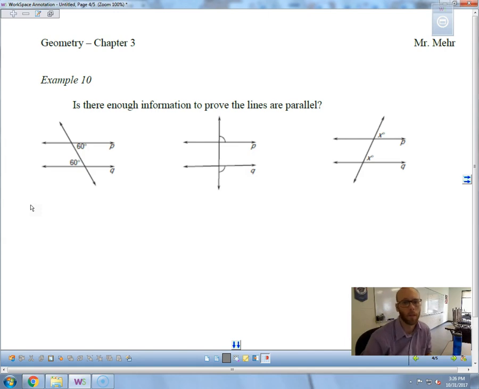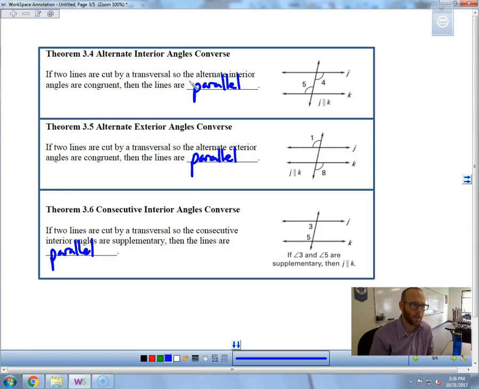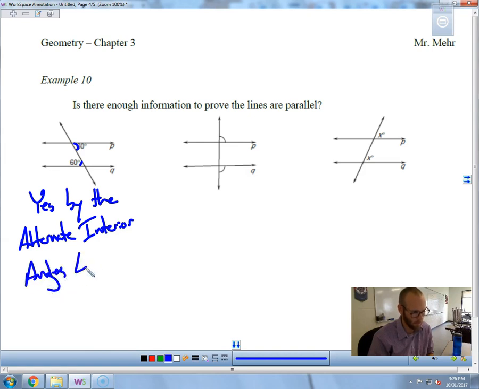Do we know that lines P and Q have to be parallel? Well, what do we notice? We notice we have two 60-degree angles. Those angles are congruent. What kind of angles are those? They're alternate interior angles. And what do we know? If alternate interior angles are congruent, then the lines are parallel. So we would say yes, by the alternate interior angles converse.